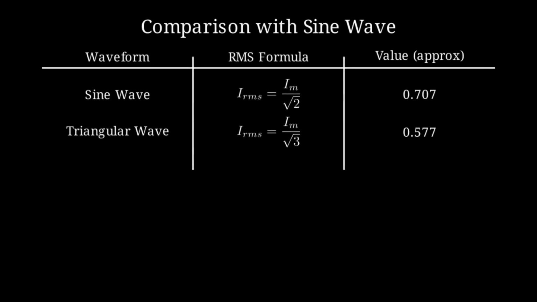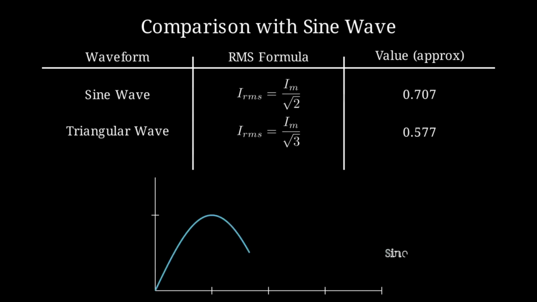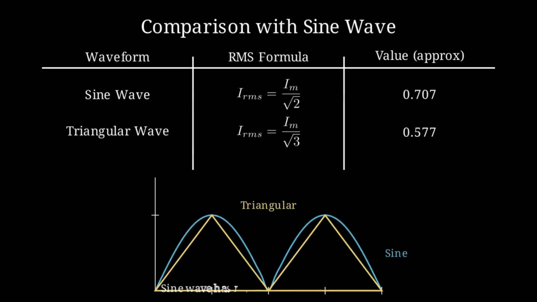It is helpful to compare this to a standard sine wave. While a sine wave's RMS is peak divided by the square root of 2, a triangular wave's RMS is peak divided by the square root of 3, reflecting its lower average energy content.